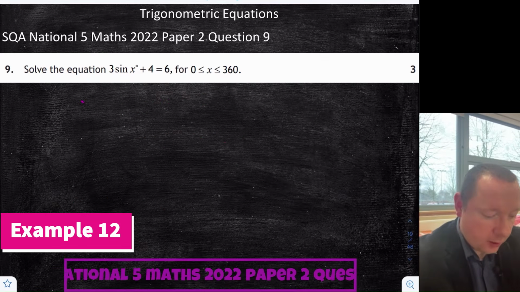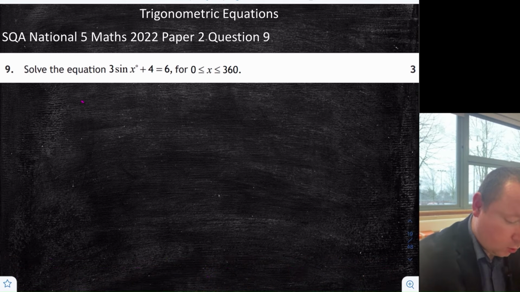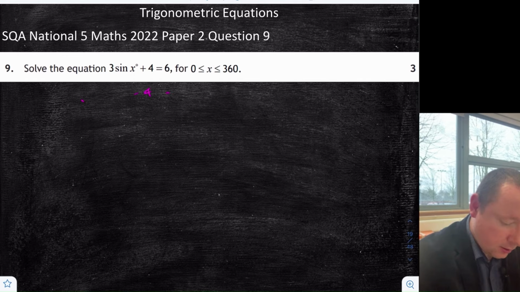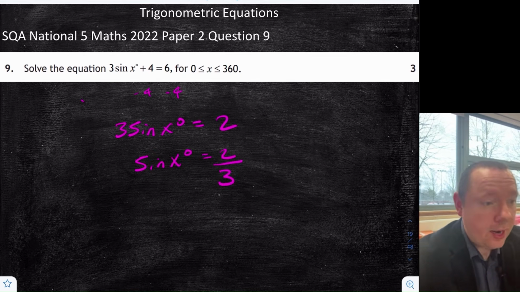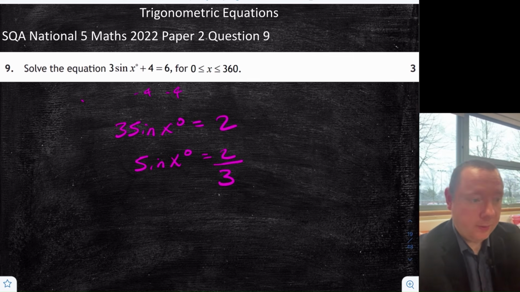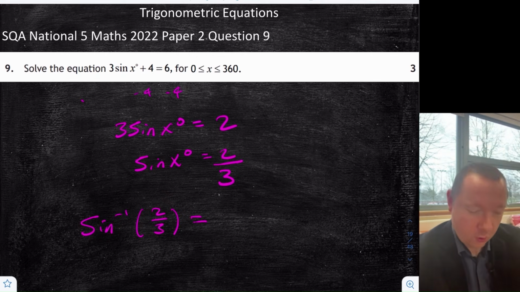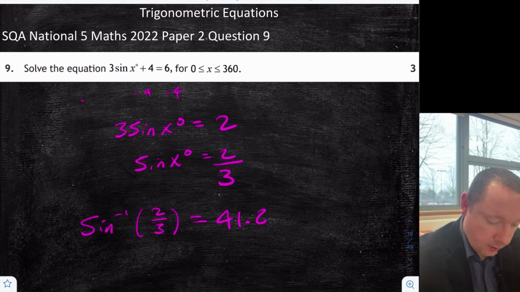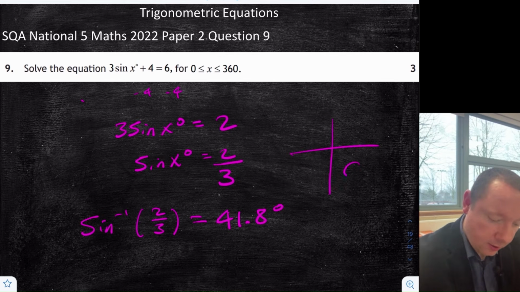SQA National 5 Maths 2022, Paper 2, Question 9 had 3 sin x plus 4 equals 6. So taking away 4 from both sides, we get 3 sin x degrees equals 2. And therefore sin x degrees equals 2/3. So then we can find the inverse sine. You've got a mark already. So the inverse sine of 2/3, you do the inverse sine of 2 divided by 3 in a calculator, and you get 41.8 degrees.